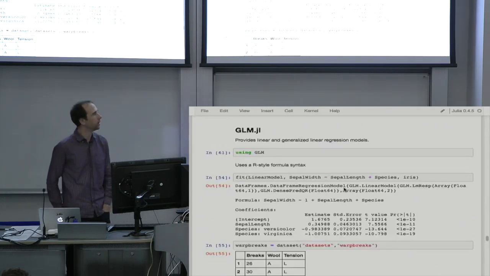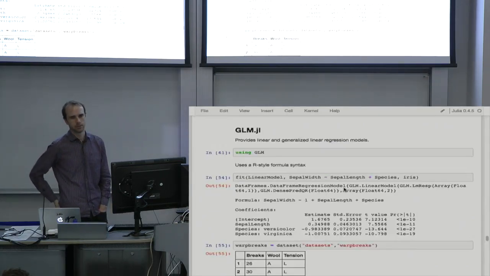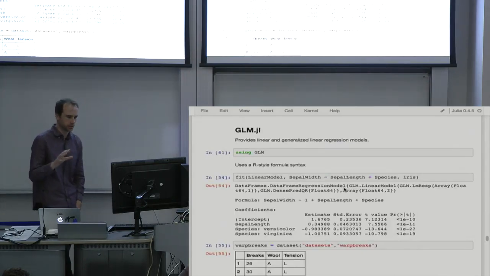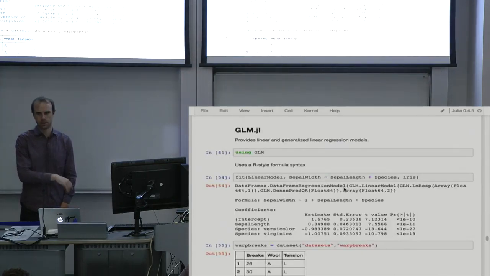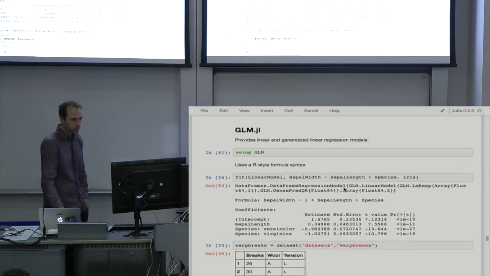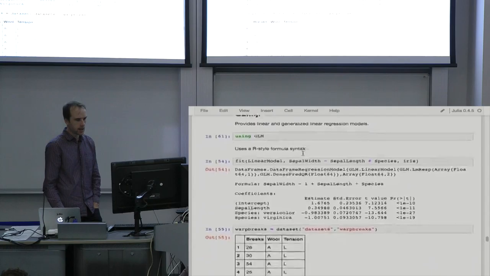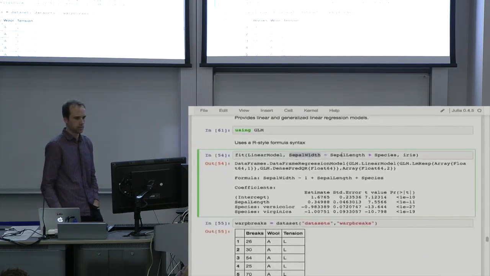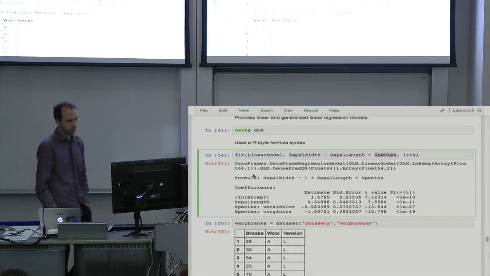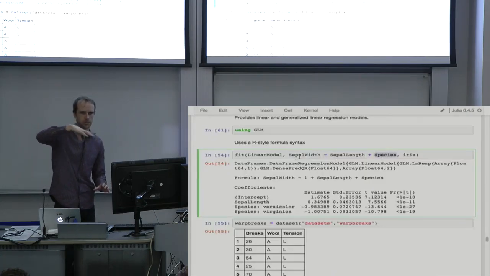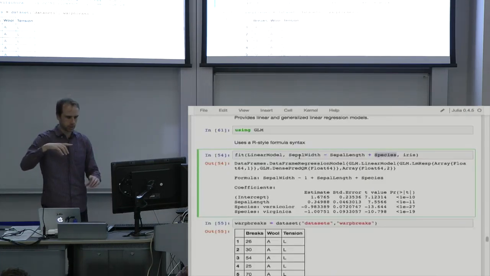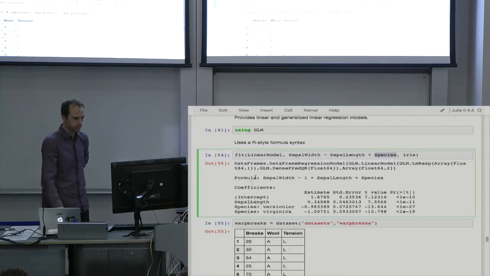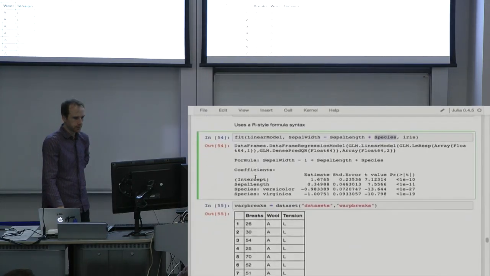GLM.jl is also quite an old one. It's basically for fitting linear regression, so least squares linear regression, and also generalized linear models, so your logistics and Poissons and those sort of things. Using GLM, we steal the R-style formula syntax. So basically, the left-hand side is the response variable and the right-hand side are the covariates. It will then build the appropriate model matrix and do the appropriate regression. And that gives us our result.